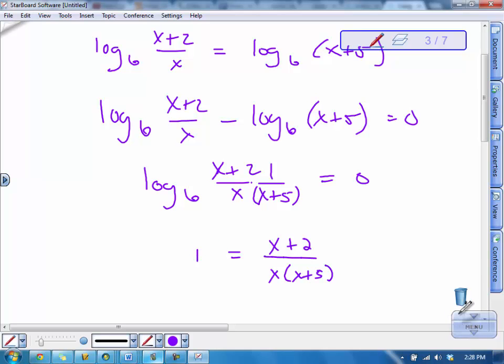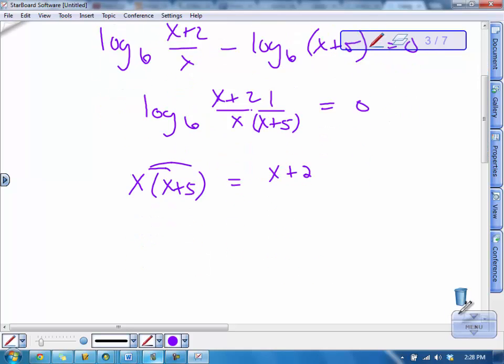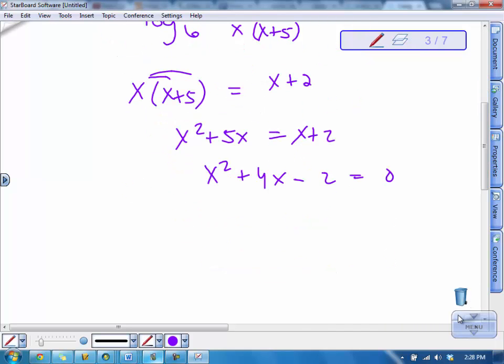So I could cross multiply. In which case this would be x times x plus 5. And then I could solve. So distribute: x squared plus 5x equals x plus 2. Subtract x, that gives me x squared plus 4x minus 2. If I move these things to the other side, equals 0. And I don't know if I can factor this or not. No, it doesn't factor, so I'd have to use the quadratic formula to solve it from there.